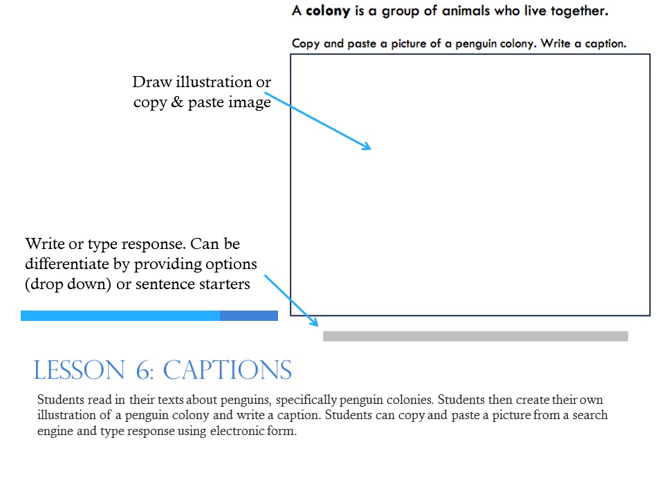Students will read in their books about penguin colonies. To reinforce and assess a new vocabulary term and the skill of captions, students will create their own illustration of a penguin colony and write a caption. Students have the option to draw or copy and paste an image. They can also write or type their response. This can be differentiated by providing caption options in the drop-down menu, sentence starters, or adult guidance.